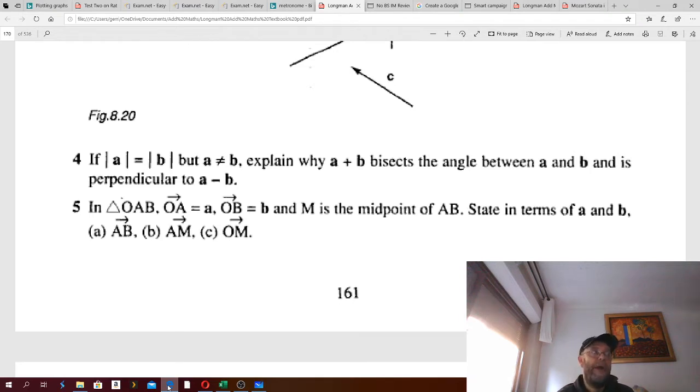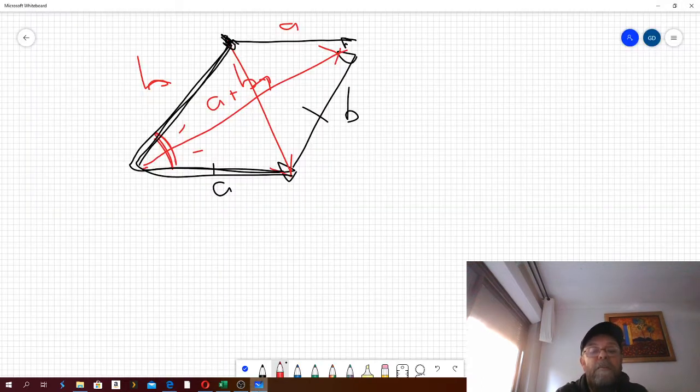Okay, and there we have it. Okay, so then let's have a look at question number 5. Okay, so I'm going to clear this one away.